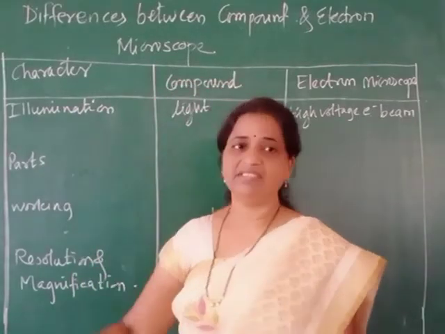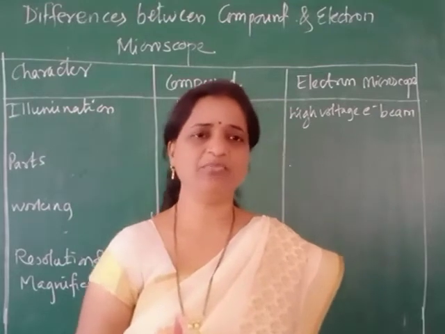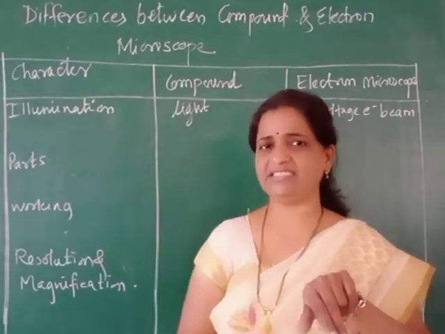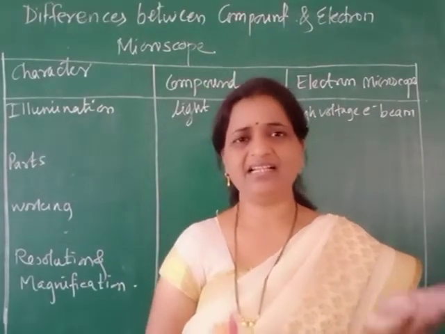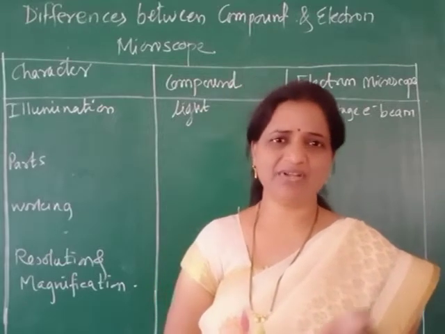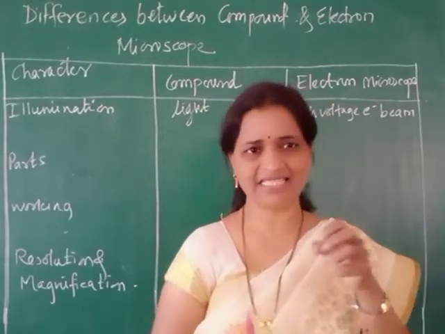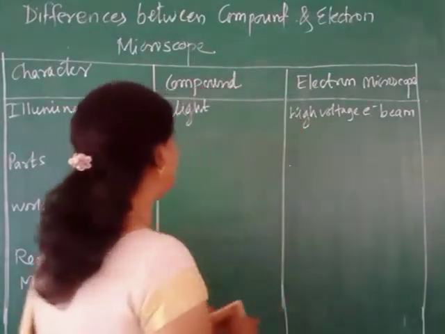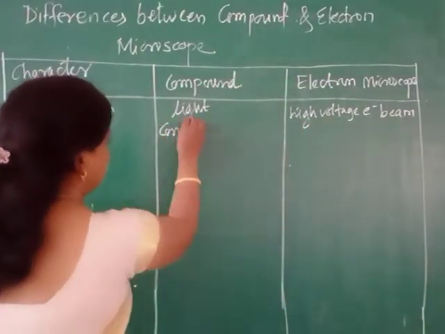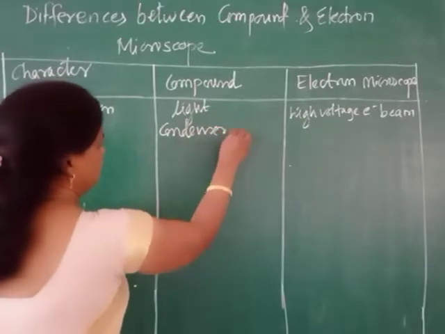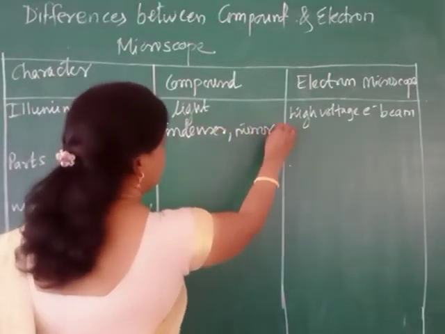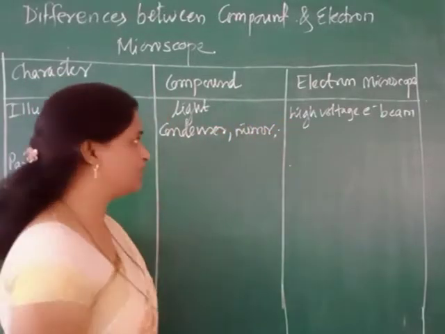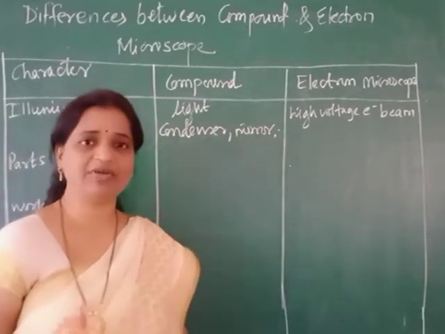In the illumination of the compound microscope, there are mainly two parts. One is the mirror and another is the condenser. The mirror reflects the light and the condenser gathers that light and focuses it on the object. So the condenser and mirror are the two parts for the illumination in the compound microscope. What is there in the electron microscope?